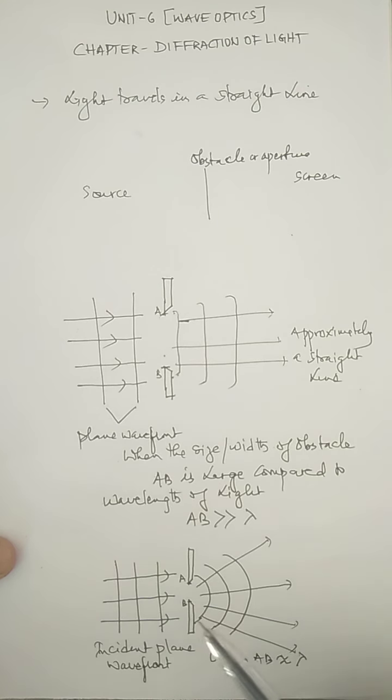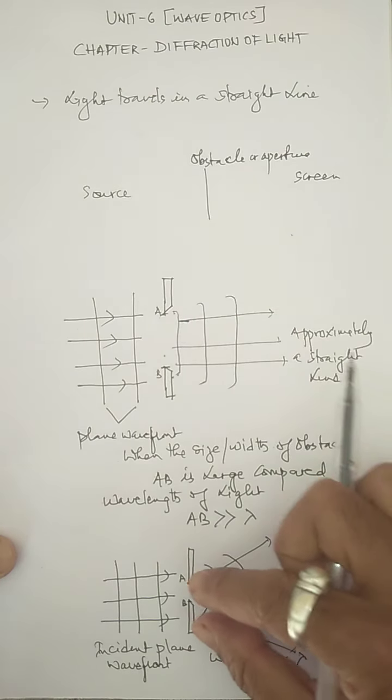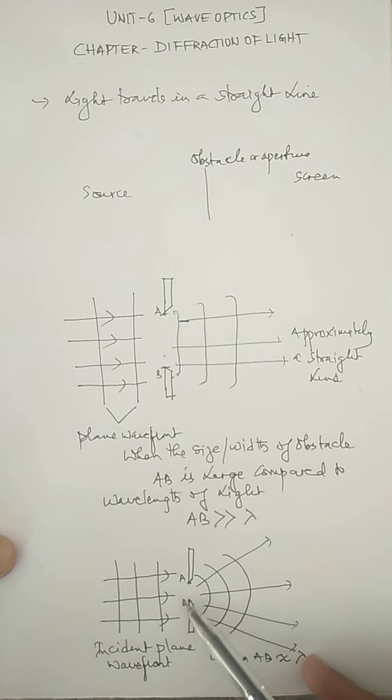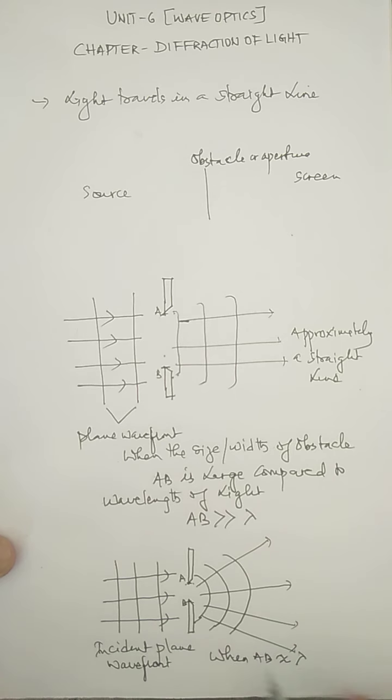This is a diagram that defines diffraction of light. It is the same slit, but if I make the slit very, very small, so that the width of the slit, AB, is comparable to the wavelength of light, where lambda means the wavelength of light and this sign means nearly equal to, then the light incident on this slit in the form of a plane wavefront undergoes more bending at the corner of the obstacle.